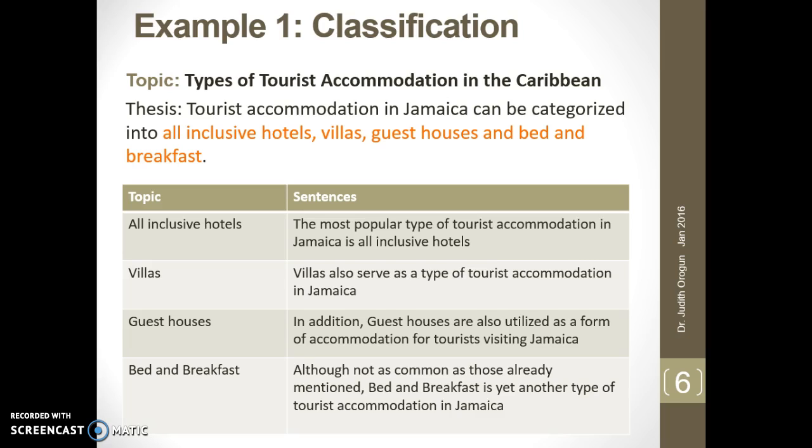The second idea is villas. Villas also serve as a type of tourist accommodation in Jamaica. The third idea is guest houses. In addition, guest houses are also utilized as a form of accommodation for tourists visiting Jamaica. And the fourth idea, and the final one in this example, is bed and breakfast. Now the sentence is: although not as common as those already mentioned, bed and breakfast is yet another type of tourist accommodation in Jamaica. So in this essay, these are the 4 types of accommodation this person will develop. It's not to say that these are the only types of tourist accommodation available in Jamaica. It's just that this essay will discuss these 4 main ideas.